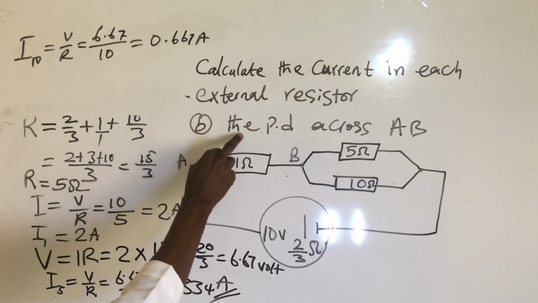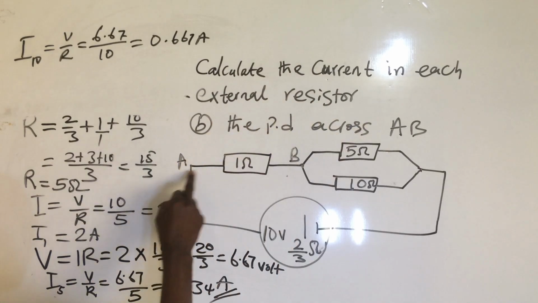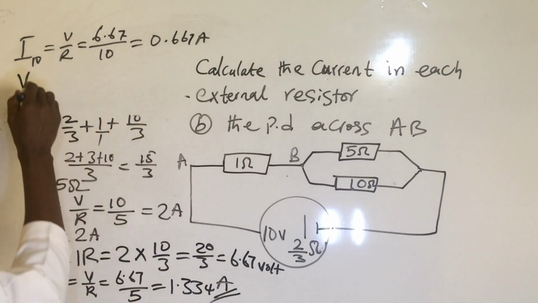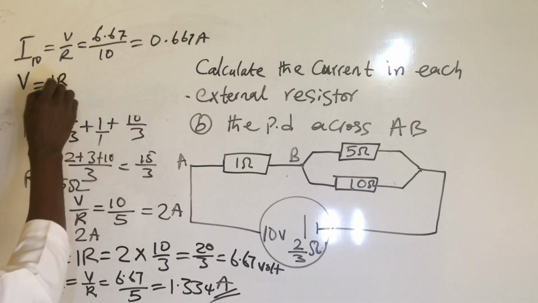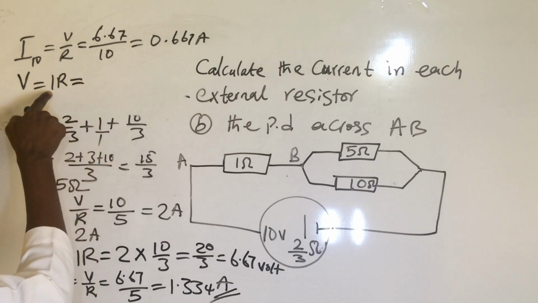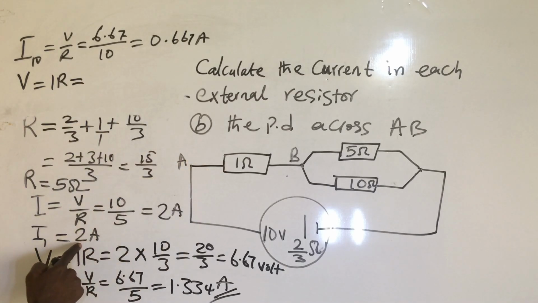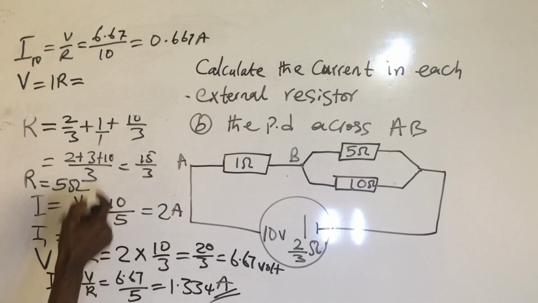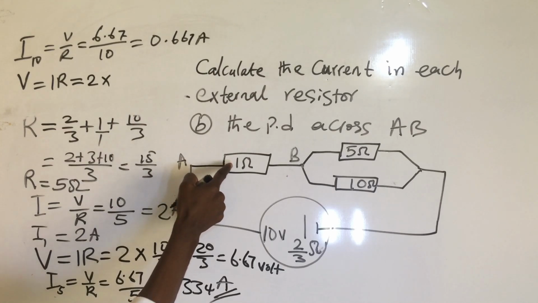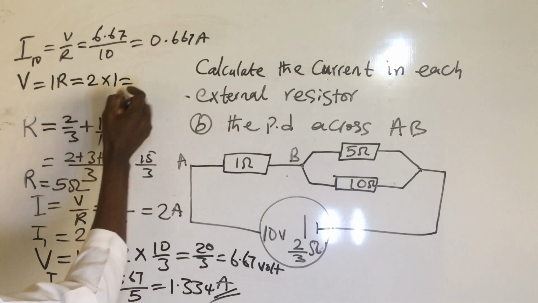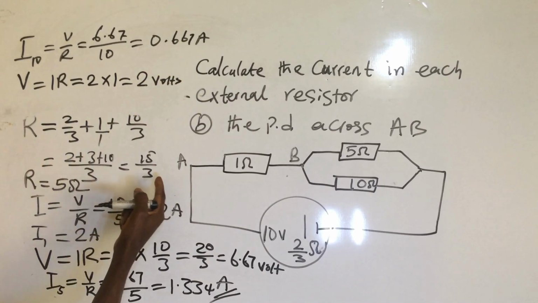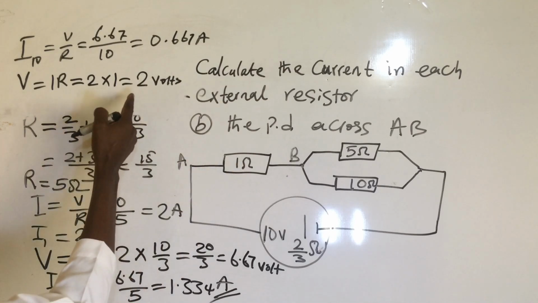Now we are asked to calculate the potential difference across AB. So the potential difference across this one. The potential difference across the 1 ohm will be V equals IR, that is current times resistance. The current across here is 2 ampere, times the resistance of the resistor, which is 1. 2 times 1 is 2 volts. So the voltage across the 1 ohm is 2 volts.